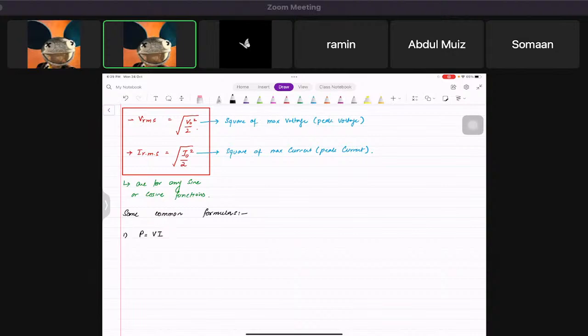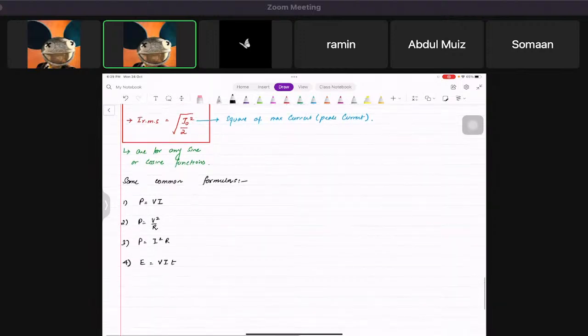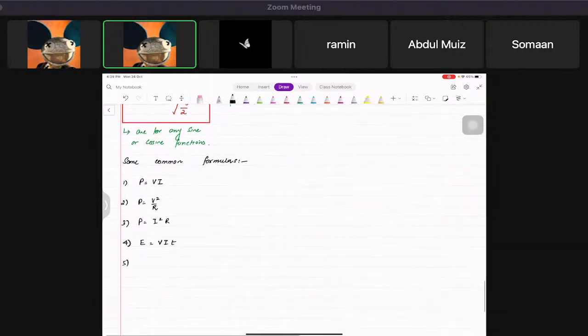voltage times current. Then we also learned power equals V square over R. We also learned power equals I square R. We learned about energy being equal to voltage times current times time. And one of the formulas that we always used was voltage equals current into resistance, V is equal to IR. You guys remember this, right?